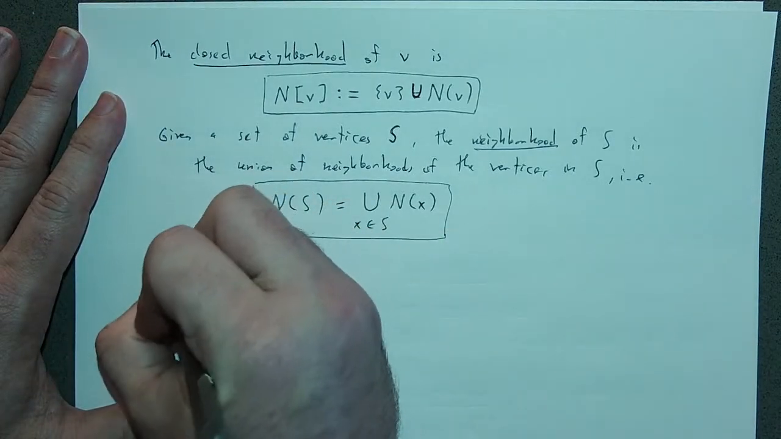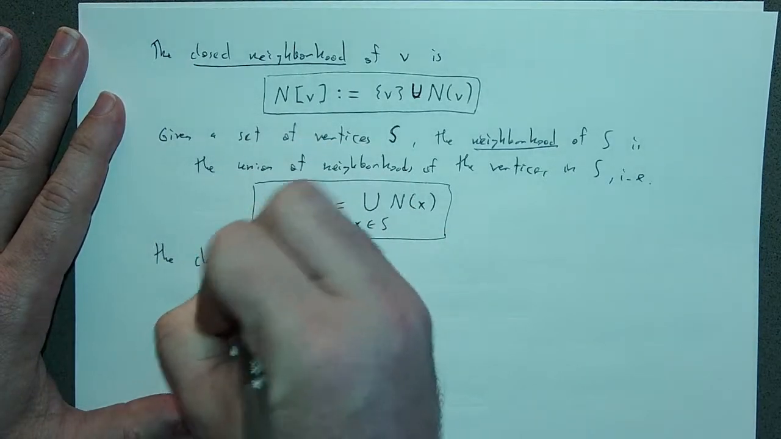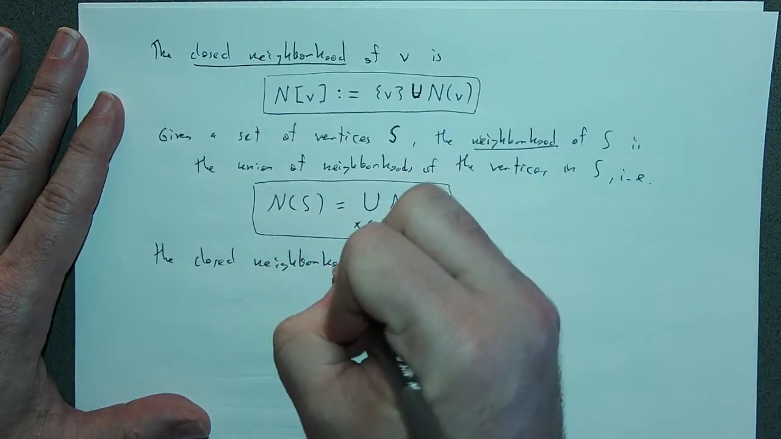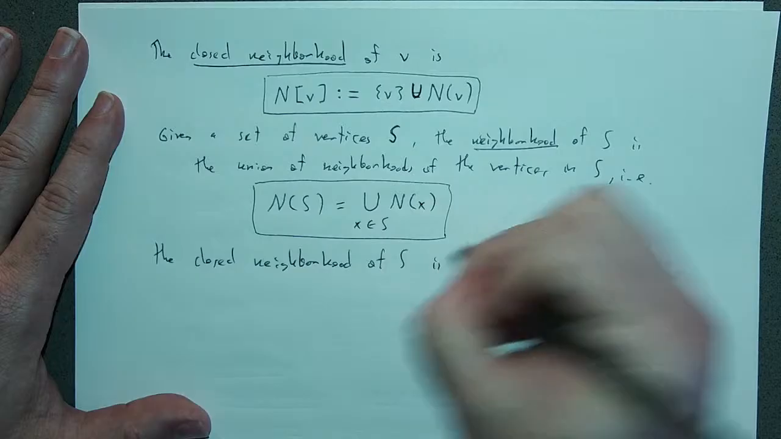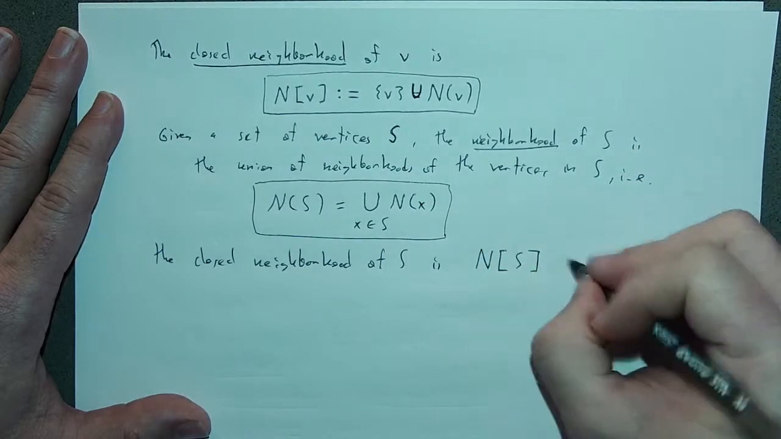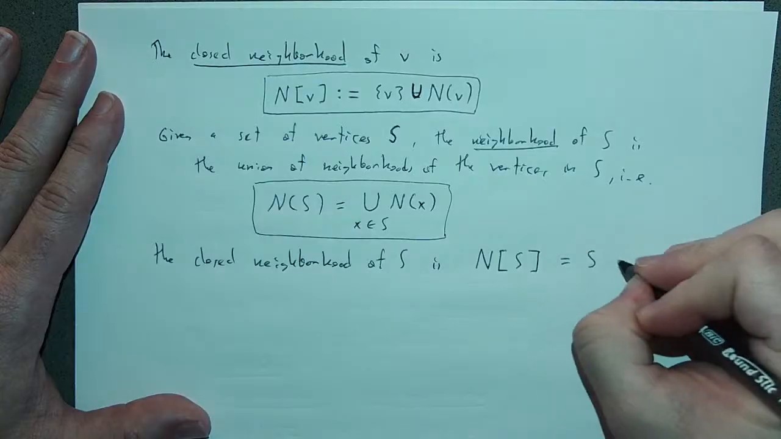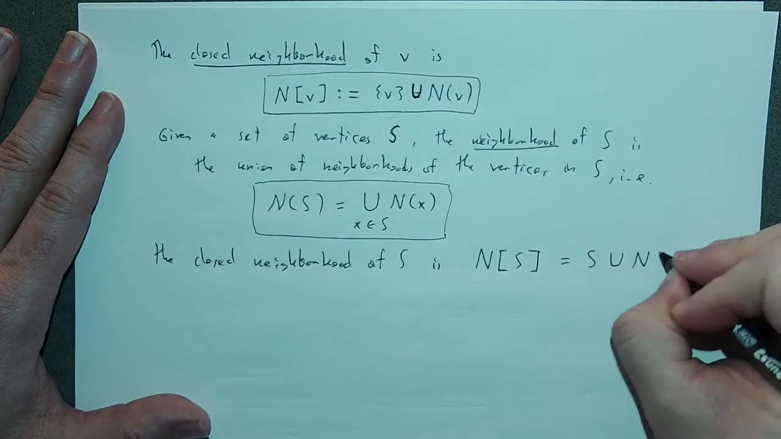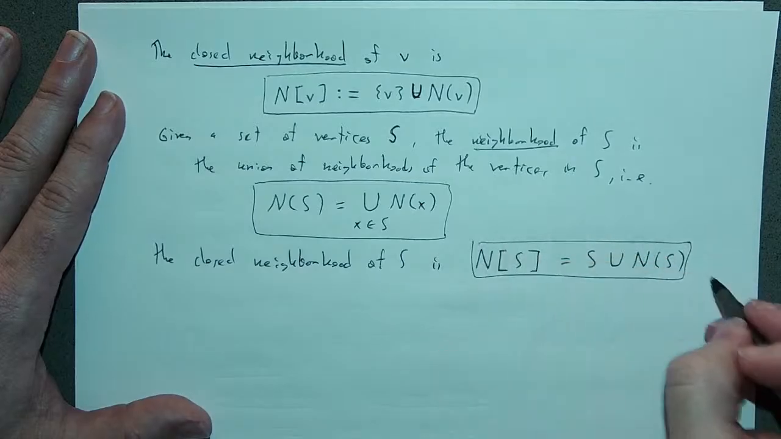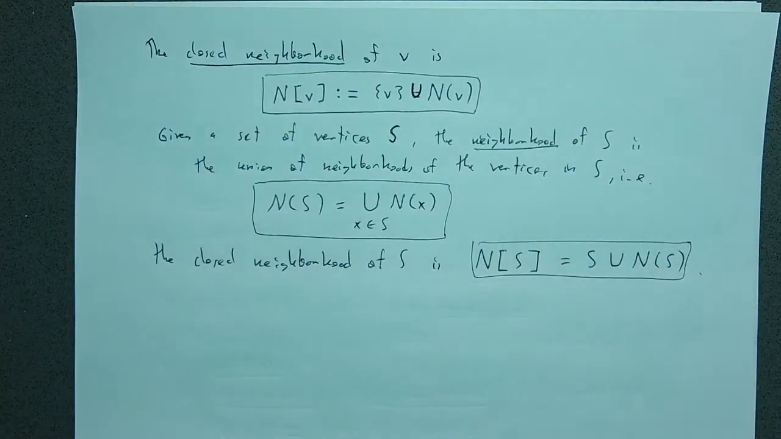Okay. To get the closed neighborhood, it's going to be S union the open neighborhood. So the closed neighborhood of S, you could write it again with a bracket if you wanted to. This is just going to be S union the open neighborhood of S. So that all of this nicely fits together in a coherent and consistent way, right? So we have consistency across all levels here.